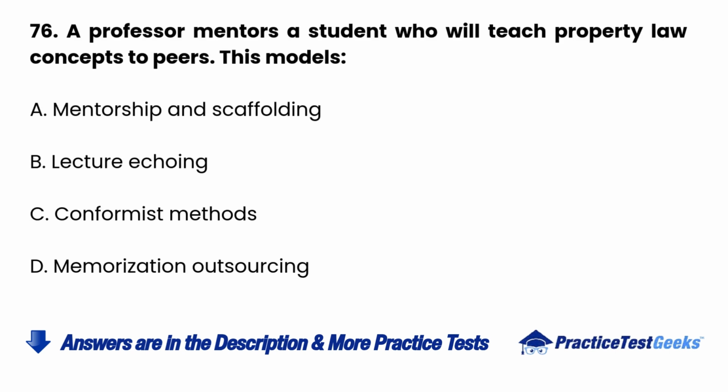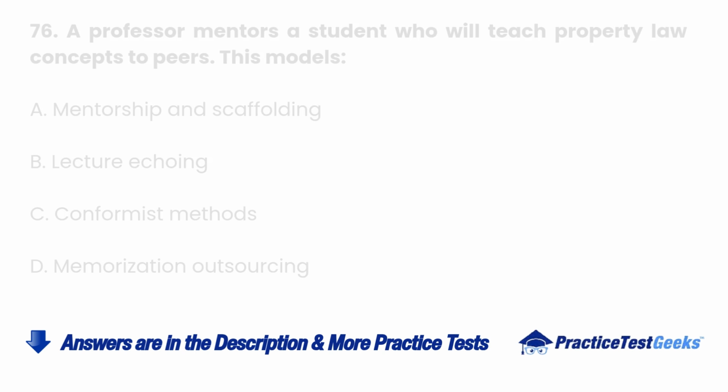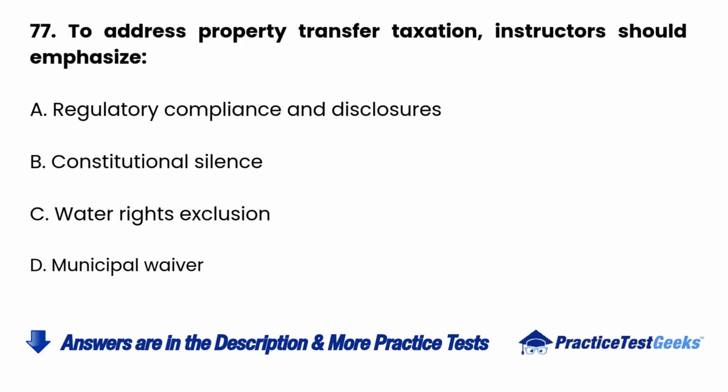76. A professor mentors a student who will teach property law concepts to peers. This models A. Mentorship and scaffolding. B. Lecture echoing. C. Conformist methods. D. Memorization outsourcing. 77. To address property transfer taxation, instructors should emphasize A. Regulatory compliance and disclosures. B. Constitutional silence. C. Water rights exclusion.